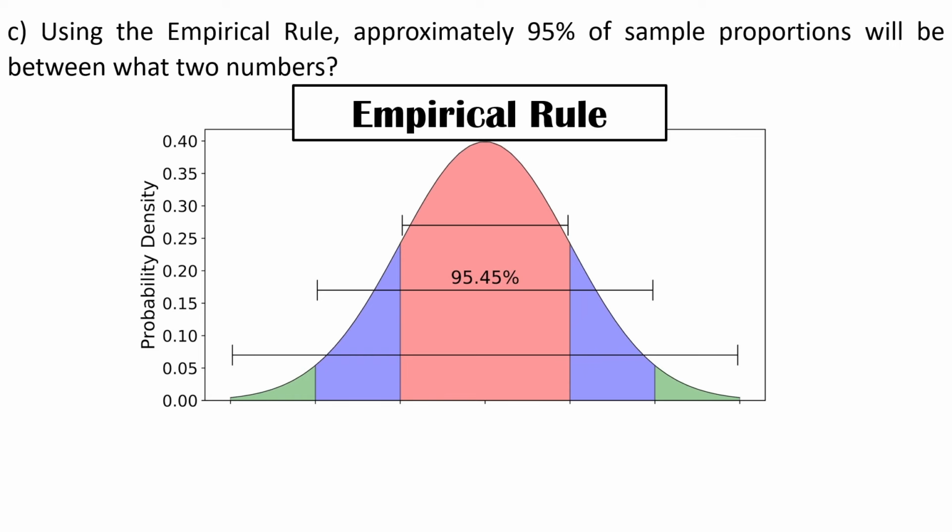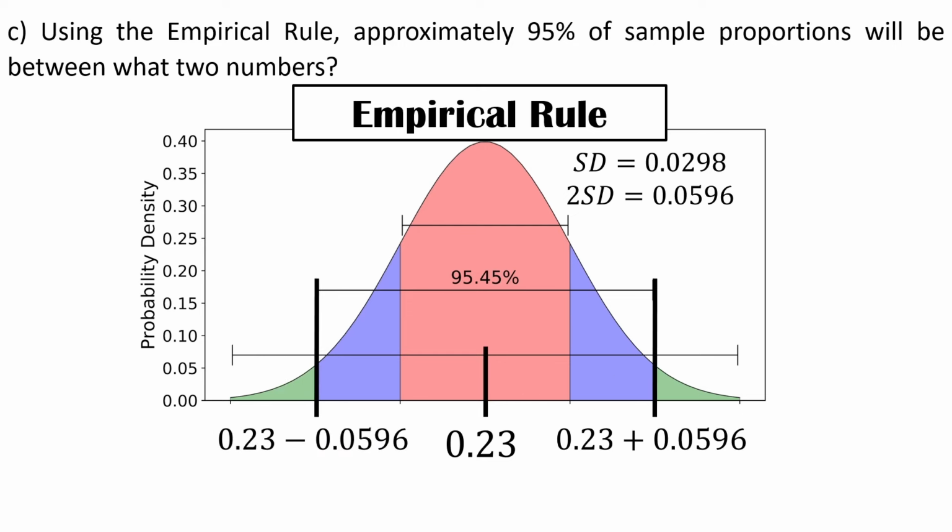Using the empirical rule, approximately 95% of sample proportions will be between what 2 values? Well, with the empirical rule, we know that 95% of observations will be within 2 standard deviations of the mean. So 2 standard deviations is 0.0596. The mean of the distribution is 0.23. And so we just need to take that number plus and minus 2 standard deviations, and we get 0.1704 and 0.2896. So what we're saying is, because the conditions hold, the normal approximation is valid, and we can say that on average, 95% of the time when we get a p hat, it's going to be between 0.1704 and 0.2896.